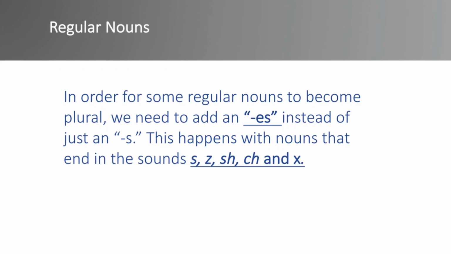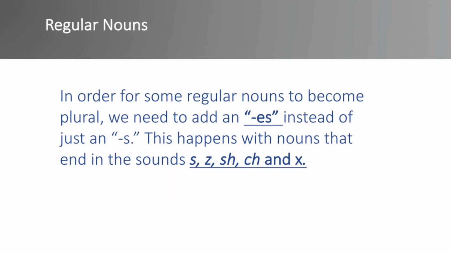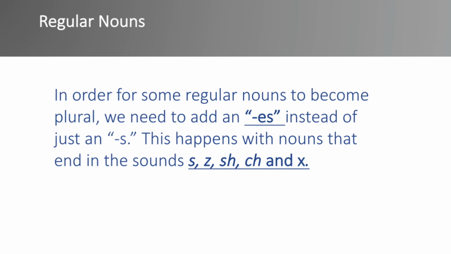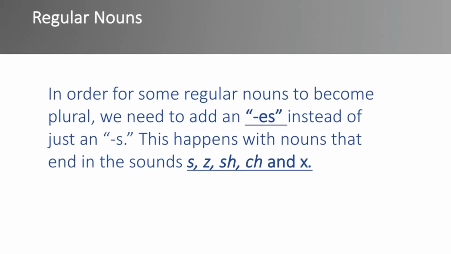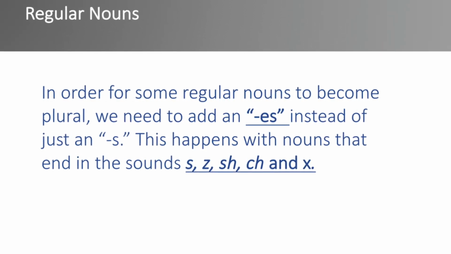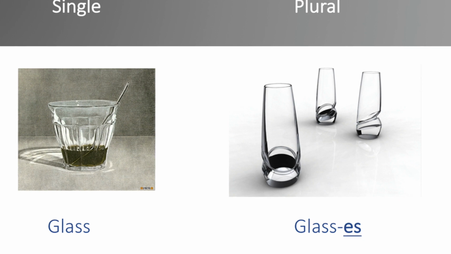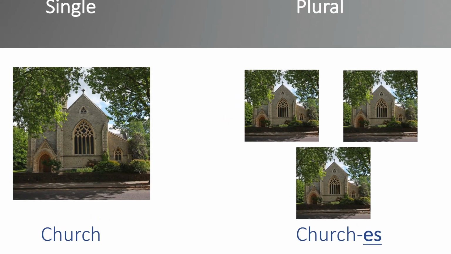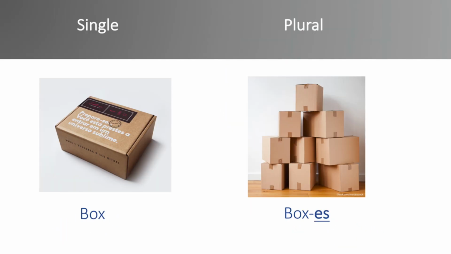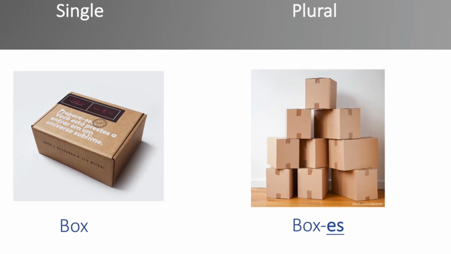In order for some regular nouns to become plural, we need to add an ES instead of just an S. This happens with nouns that end in the sounds S, Z, sh, ch, and x. For example, glass and glasses, church and churches, dish and dishes, box and boxes.